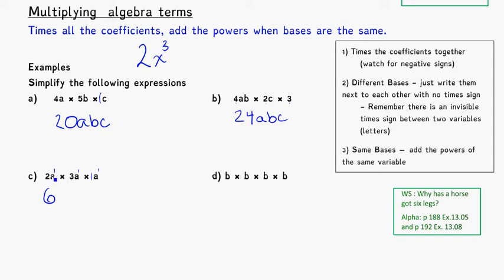And how many A's are there? 1, 2, and 3. So I add them up. 1 plus 1 plus 1 is 3. So 6A cubed. 6 times A to the power of 3.